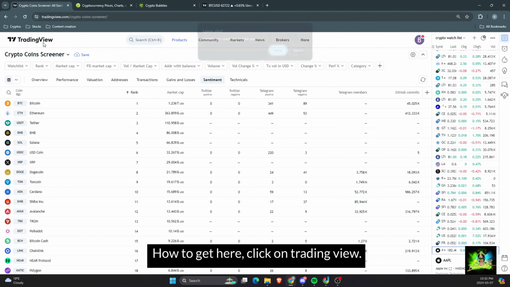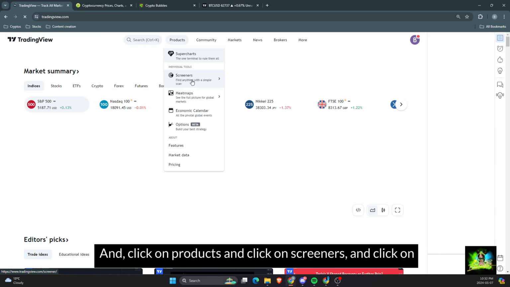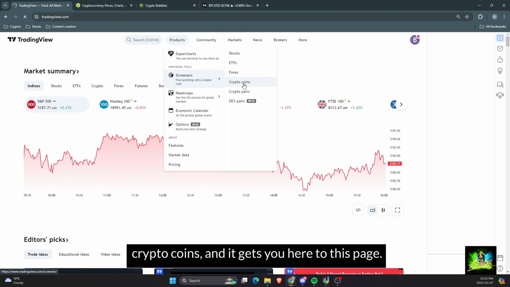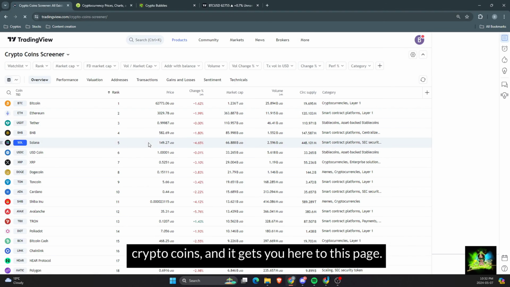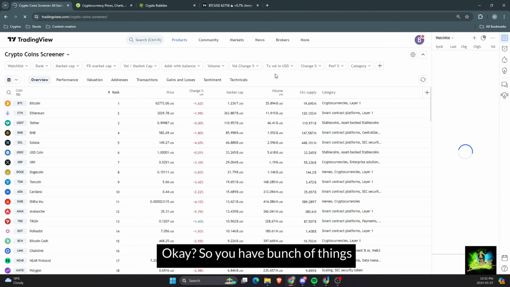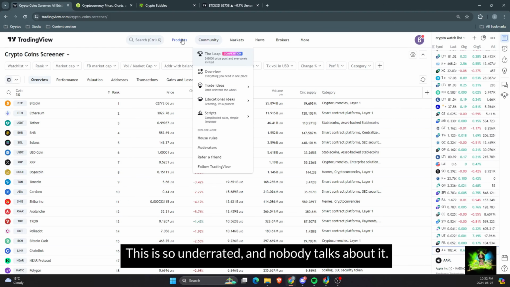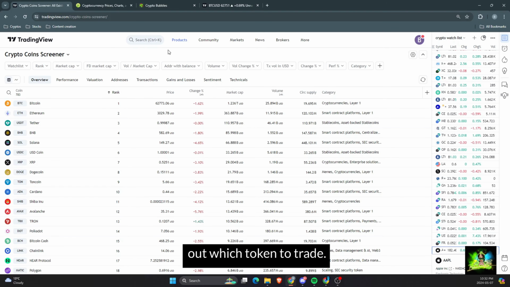How to get here: click on TradingView, click on products, click on screeners, and click on crypto coins, and it gets you to this page. You have a bunch of things that you can do with this screener. This is so underrated and nobody talks about it, and now you need to know how you can utilize this one to find out which token to trade.